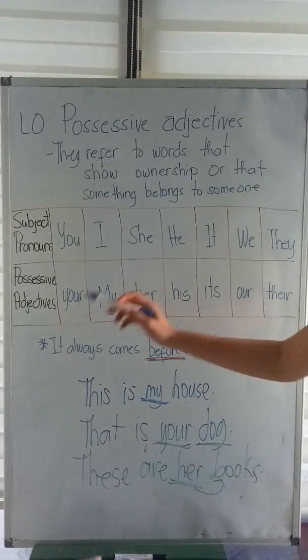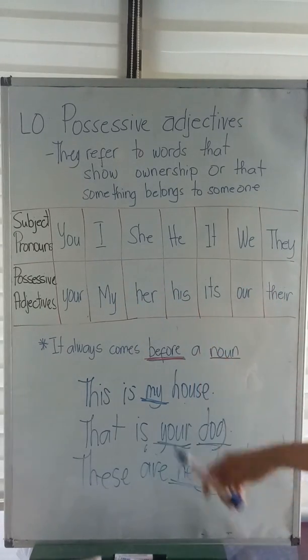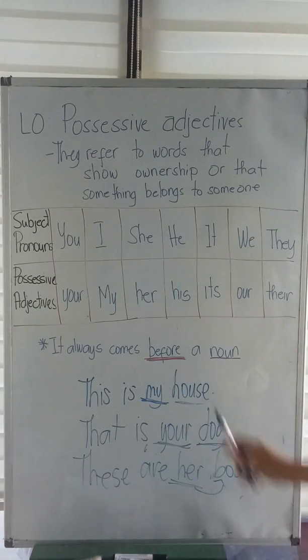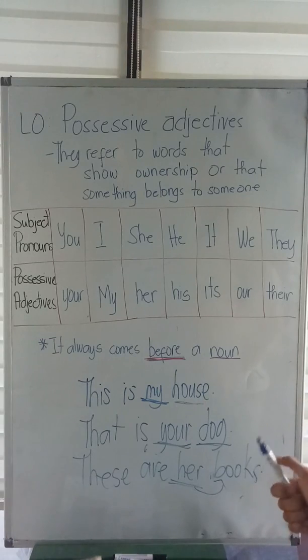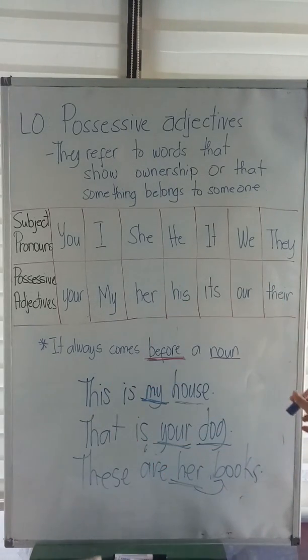Simple as that. You will recognize a possessive adjective because it always comes before a noun, and it looks like your possessive pronoun as well. So don't confuse that. Your possessive pronoun comes at the end of the sentence, while your possessive adjective comes before the noun.